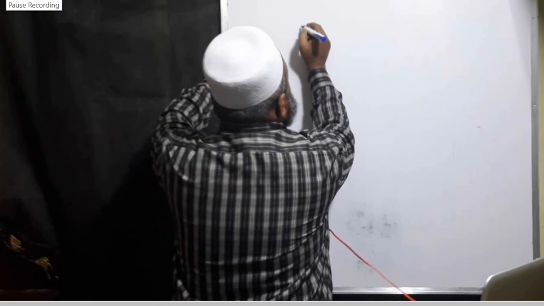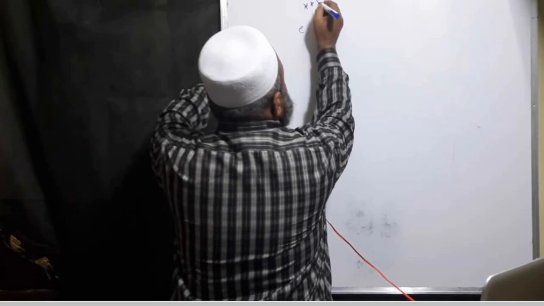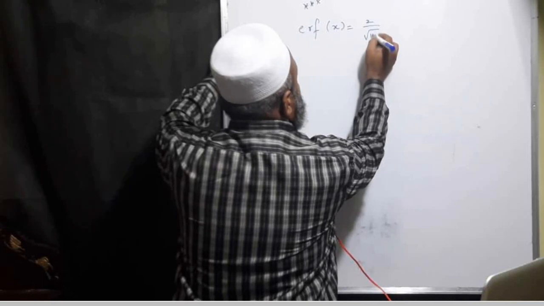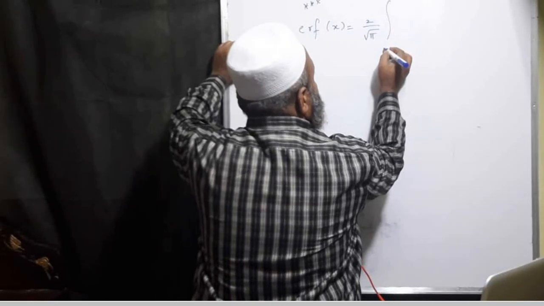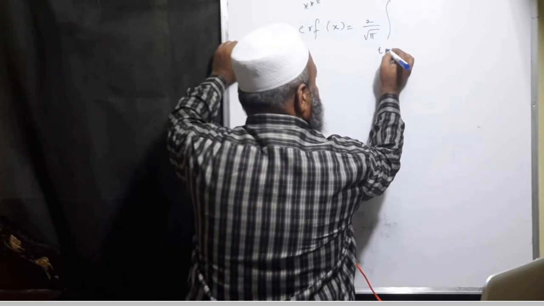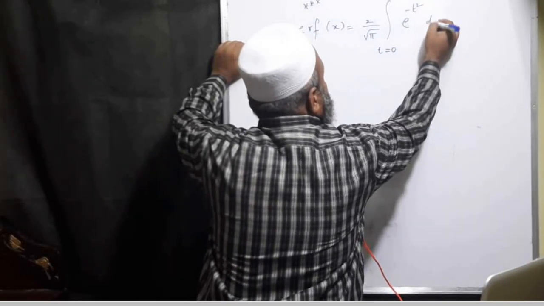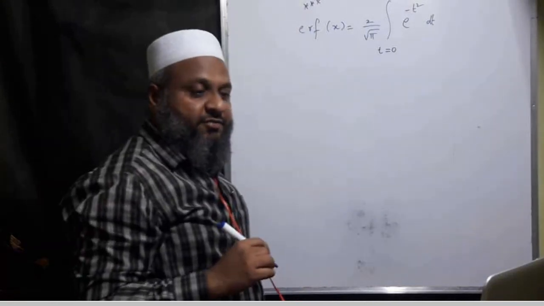Okay, so now you need to remember, very important: the error function at x is 2 by root pi integral t equal to 0 to x e to the power of minus t square dt. This is the definition for the error function.